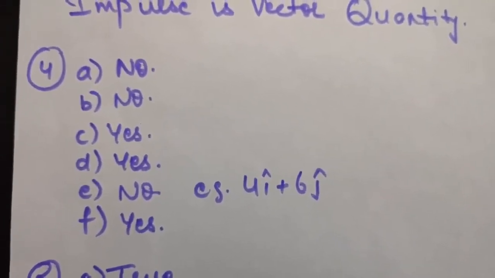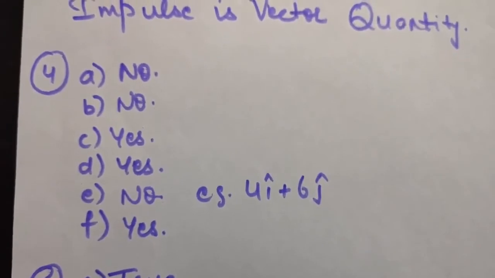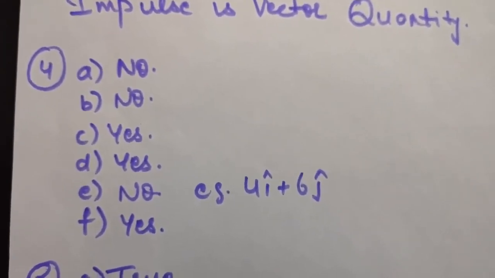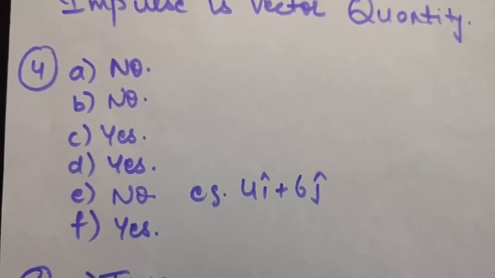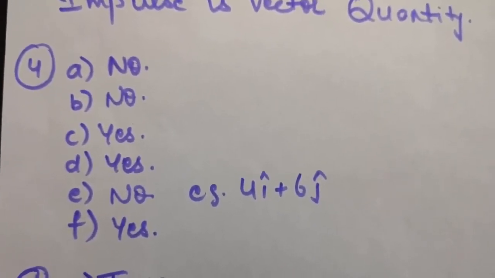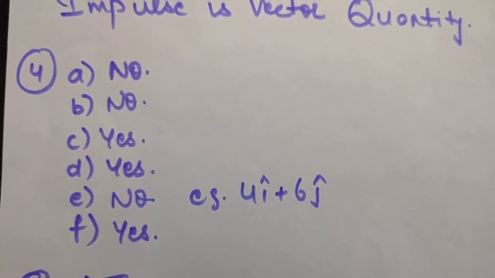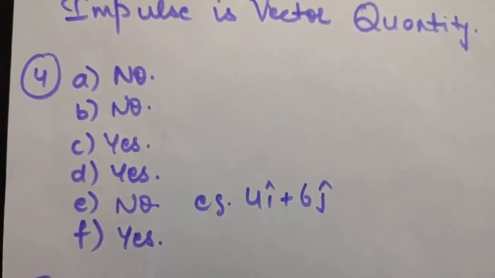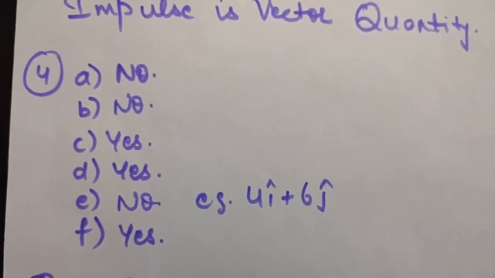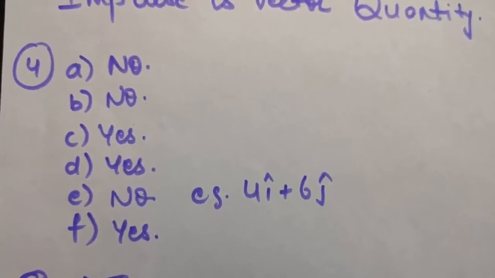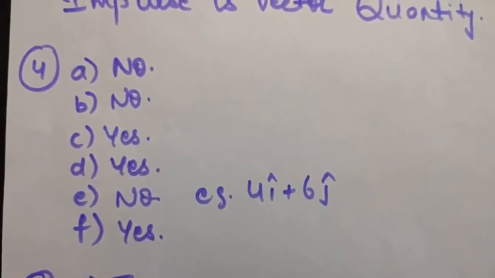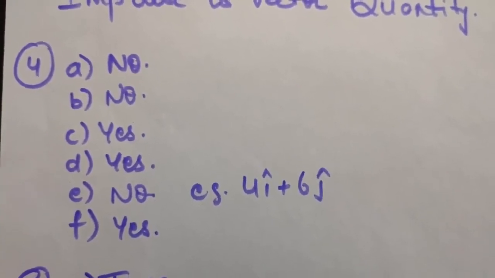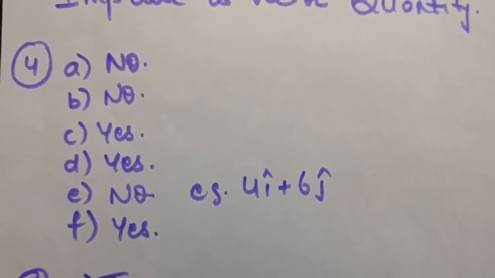B part says adding a scalar to a vector of the same dimension. Again the answer will be no, because a scalar quantity can never be added to a vector quantity. For example, 2 plus 4i cap. Can you add that? No. C says multiplying any vector by any scalar. This is possible, and this I have told you in the previous lectures also. D part says multiplying any two scalars. Yes, this is also possible. For example, 2 into 4 will be 8.